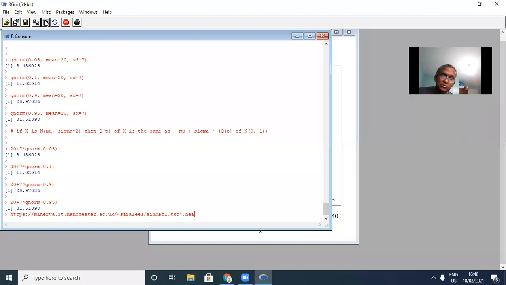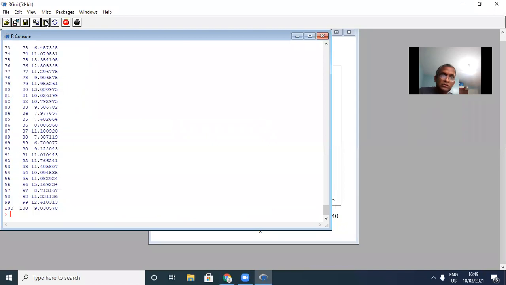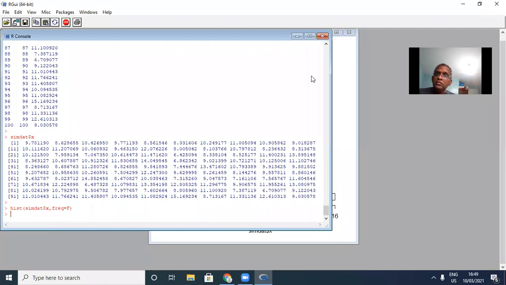So the header equal to, you know how to read a data set. I taught you this some time ago, right? This is read table. Let me call this sim dat. So this is the data that I just read. The data that I'm interested in is this one. So I'm going to do a histogram of this. I use hist with frequency equal to F, and this is what you will get.